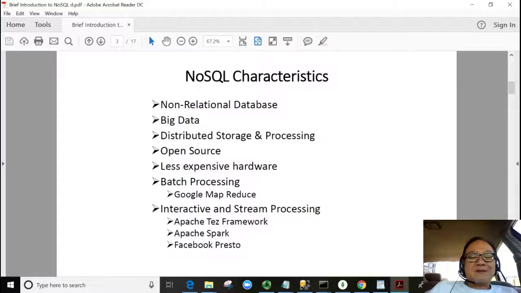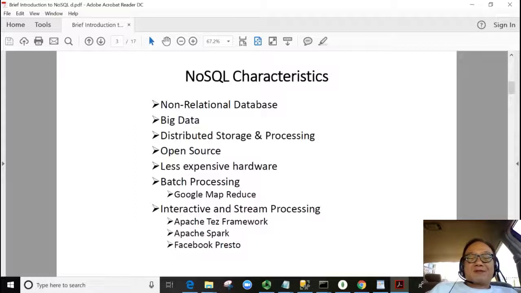Here are some characteristics about NoSQL. NoSQL is not relational. We use NoSQL for storing big data and processing big data in a distributed environment.